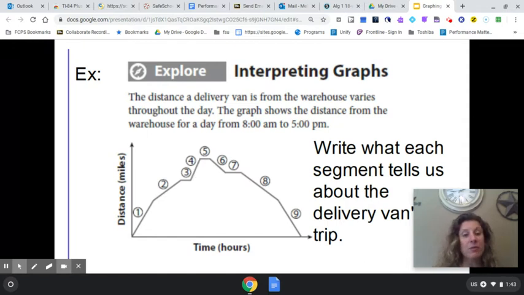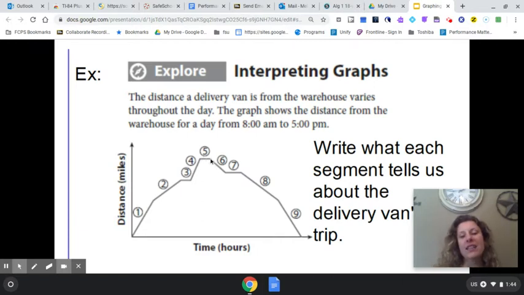Okay, they come to a stop during section 5, so maybe they're making a delivery here. And this delivery at section 5 would be at the maximum of the graph. So it is the largest distance the delivery van goes during the day away from the warehouse. It's the largest distance from the warehouse that the van travels.